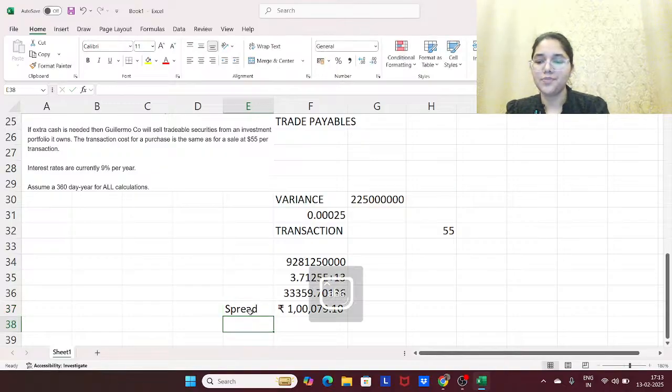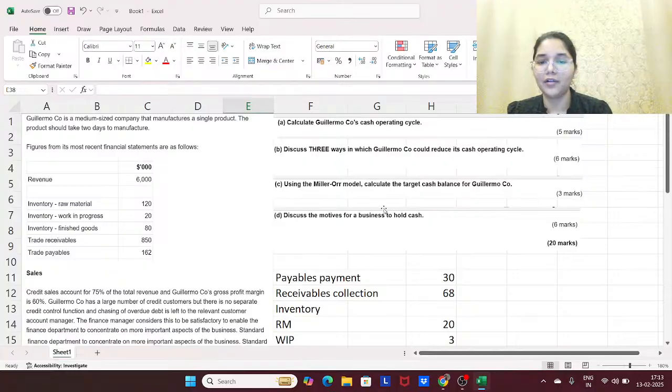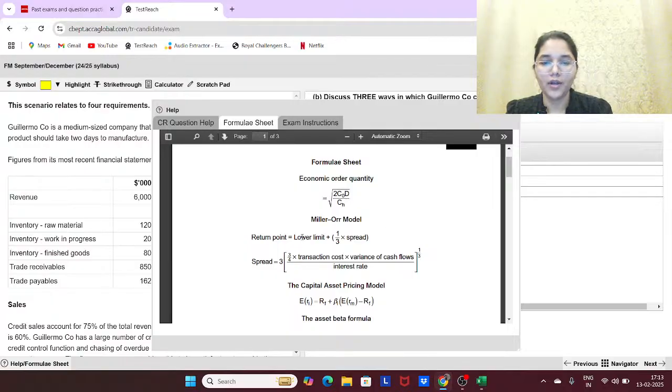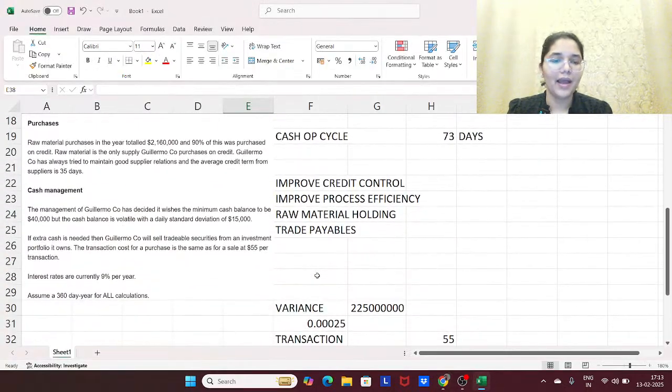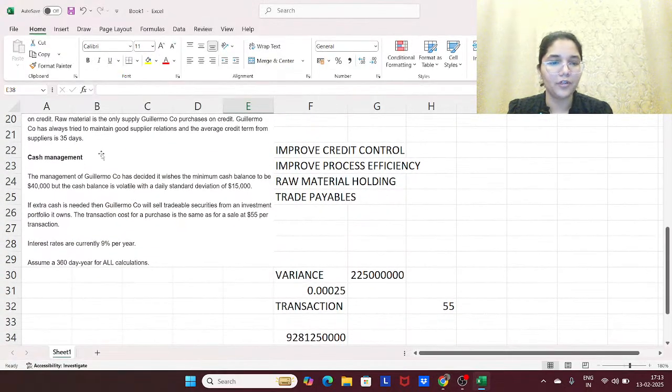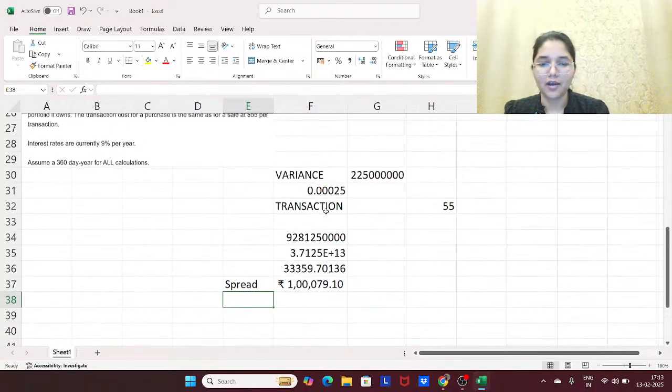So if you know the spread, what exactly did you have to calculate? You have to calculate the target cash balance. That means at any point of time, target cash balance is nothing but the return point. For the return point, you have the formula given to you: lower limit plus 1/3 of spread. Lower limit is the minimum balance that they want to maintain at any point of time, which is $40,000.